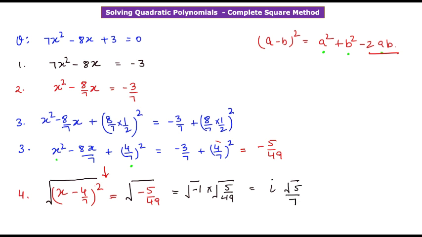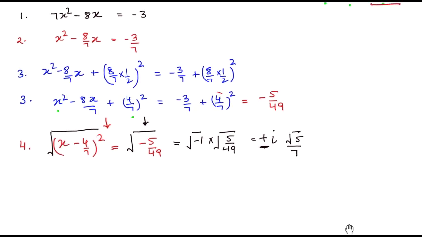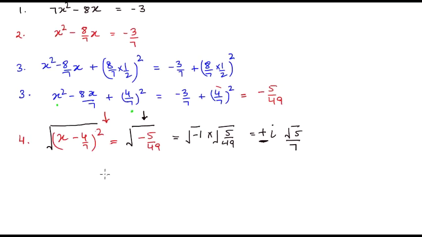But as we have learned before, whenever you take the square root of a number, you can have two values. You can have a plus value or a negative value, right? So this is what we get after taking the square root of this constant on the right hand side. That means that when you take the square root of x minus 4 by 7 whole square, you get x minus 4 by 7 is equal to, if you take only the positive value, one possible option is iota times square root of 5 divided by 7, or if you take the negative value, it will be equal to negative iota times square root of 5 divided by 7.